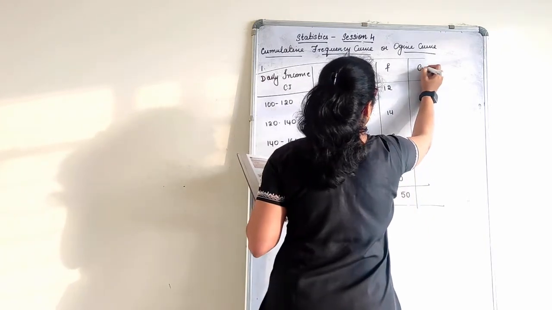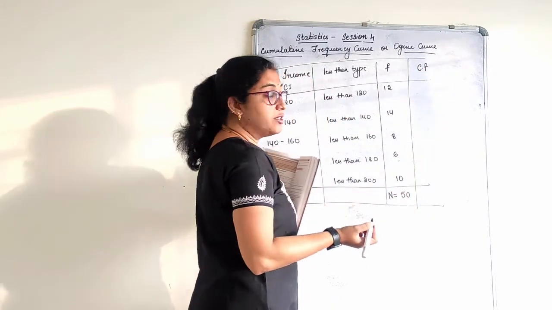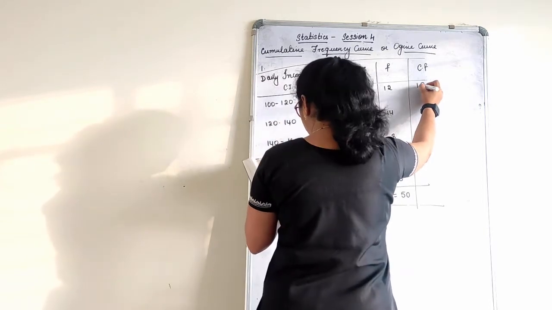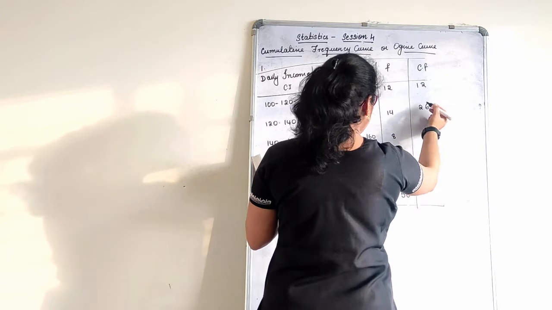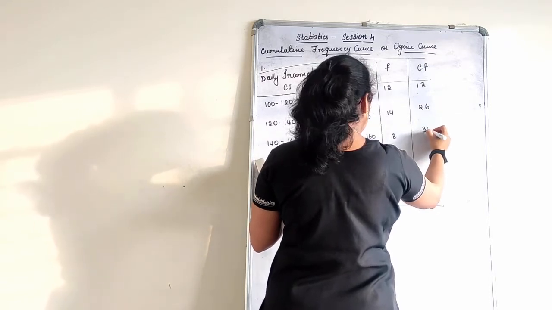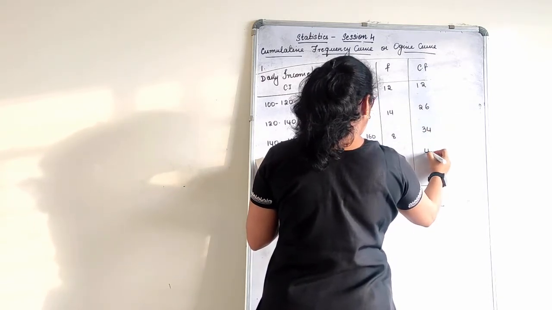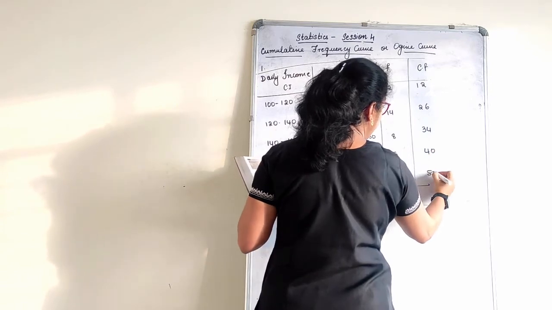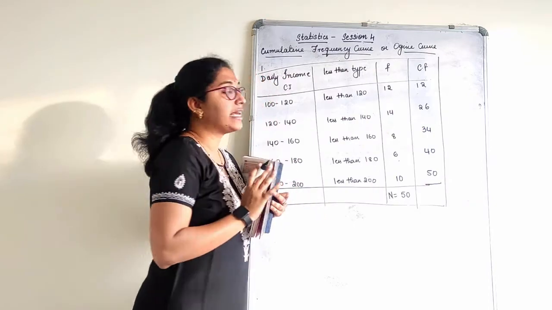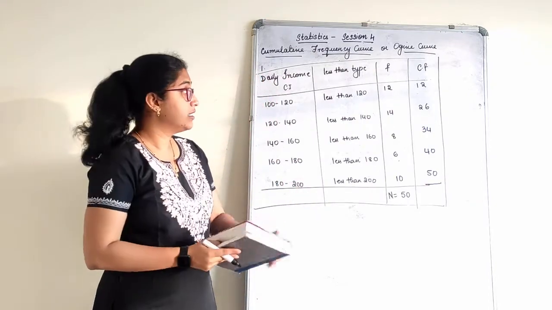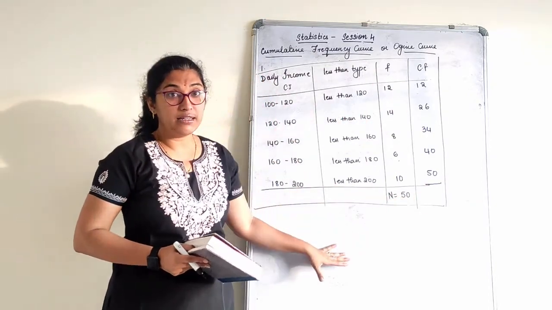Now calculate cumulative frequency. You know the cumulative frequency rule, right? The first number is 12. 12 plus 14, 26. Then 26 plus 8, 34. 34 plus 6, 40. 40 plus 10, 50. Got the answer 50. That means your cumulative frequency calculation is right. Is this table very clearly understood?